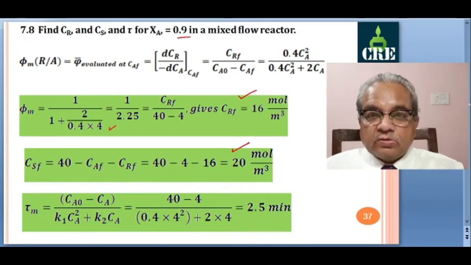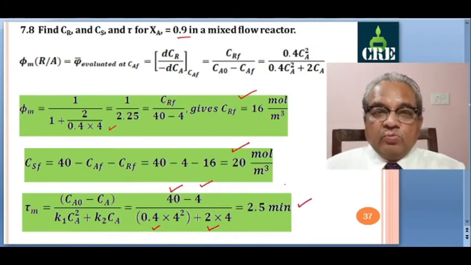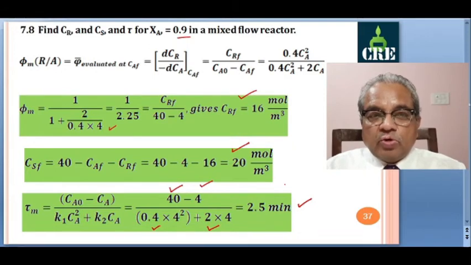Tau m also you can find out, as it is asked for this mixed flow reactor. It is (Ca0 minus Ca) divided by (K1 Ca square plus K2 Ca). Ca0 is 40, Ca is 4, K1 is 0.4, K2 is 2, so Ca square is 4 square and the last term is Ca. This is equal to 2.5 minutes. So tau in the mixed flow reactor for this 90% conversion is 2.5 minutes.